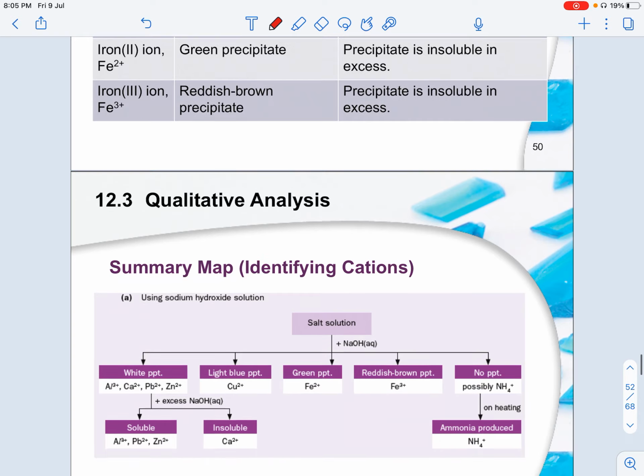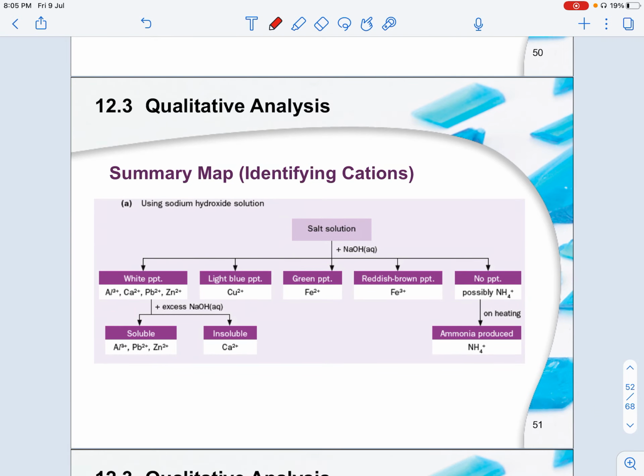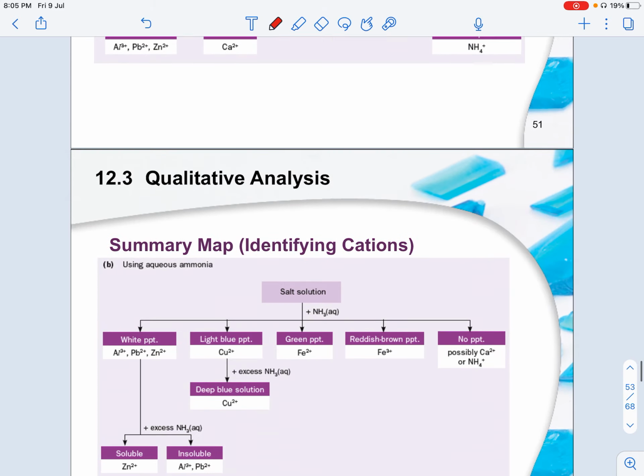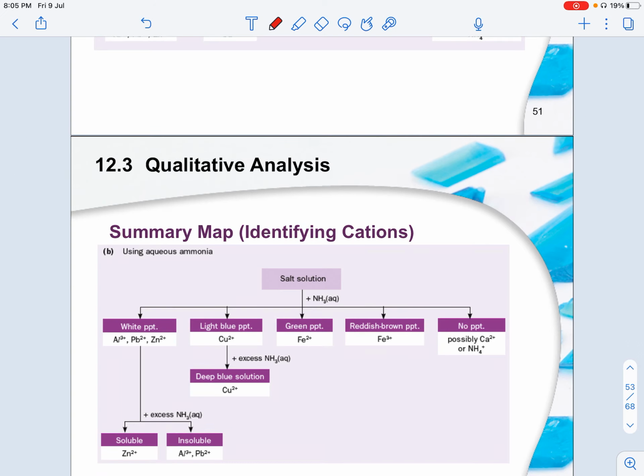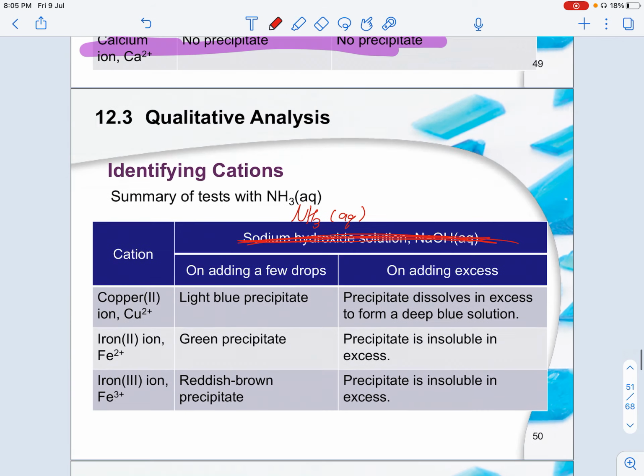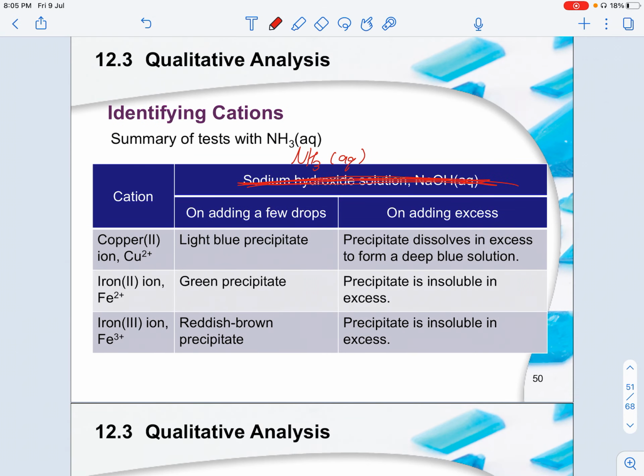But moving on, it should be something like this, where for sodium hydroxide, you will be able to produce a green precipitate, reddish brown, and no precipitate, only in a few drops. Whereas in excess, what are the different changes? It is as stated below. For ammonia, you could see that in excess, it will produce a deep blue solution. Do we have a deep blue solution? Yes.